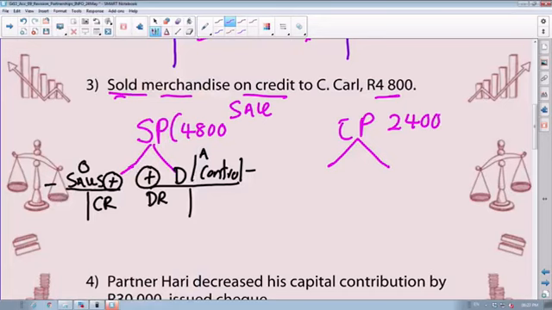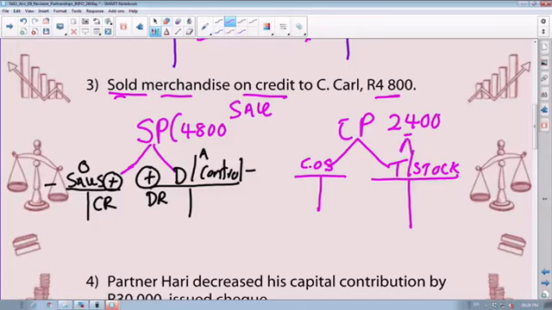So the two accounts affected when recording your cost of sale would be the following. The first account, obviously, cost of sales. And the second account will be trading stock, because that's what you're obviously selling. Okay, so again, I'm going to start with trading stock, and then I'm going to look at cost of sales.